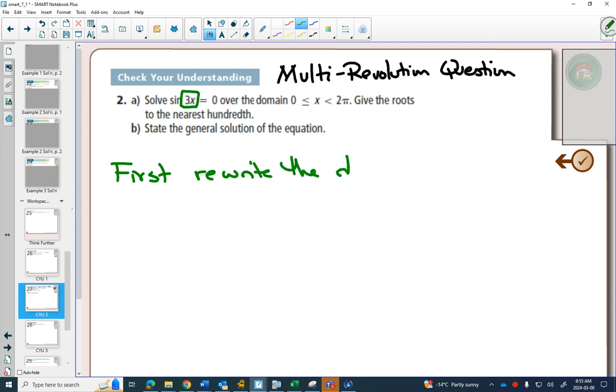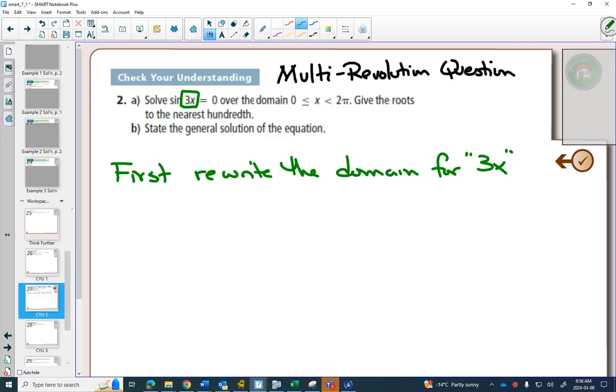is we're going to rewrite the domain for 3x. And I have 3x in quotations because that's what's in the box in this question. But sometimes it's 2x inside there. Sometimes it's 4x. It can be a half x. So whatever is inside the sine or cos, we are going to rewrite the domain for 3x.